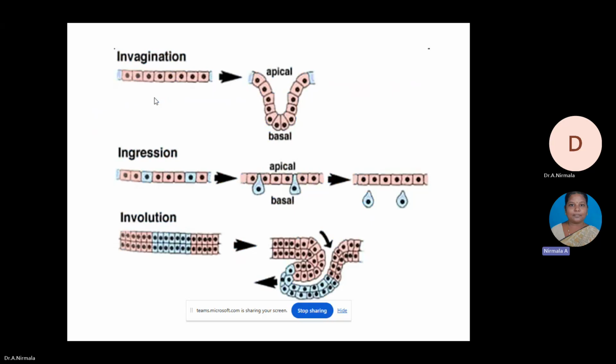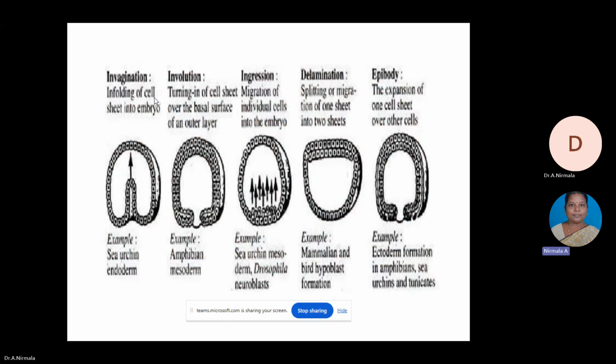Next one is the divergence. Divergence is the antithesis of convergence. In divergence, the cells move in different directions from a single point. The migration of involuted cells from the blastopore or primitive streak to the interior of the embryo is a good example. They migrate in different directions from the blastopore or the primitive streak.